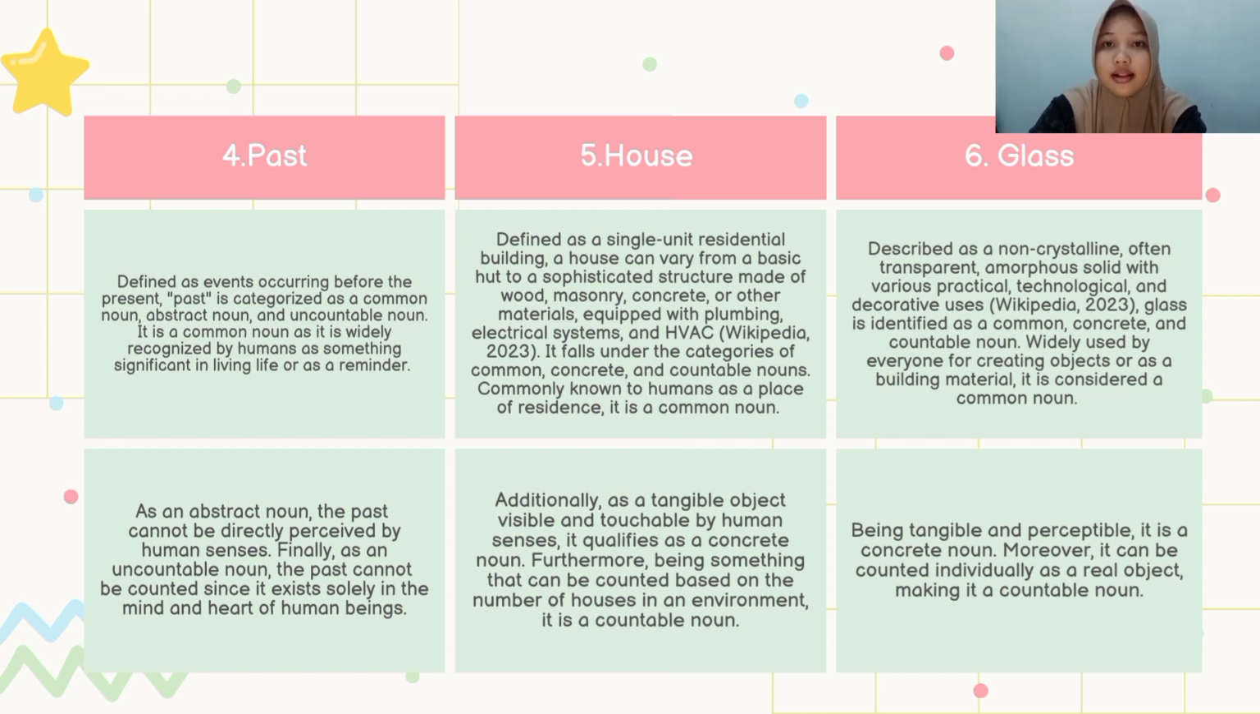Furthermore, being something that can be counted based on the number of houses in an environment, it is a countable noun. The sixth is glass, described as a non-crystalline, often transparent, amorphous solid with various practical, technological, and decorative uses. Glass is identified as a common noun, concrete, and countable noun, widely used by everyone for creating objects or as a building material. It is considered a common noun. Being tangible and perceptible, it is a concrete noun. Moreover, it can be counted individually as a real object, making it a countable noun.